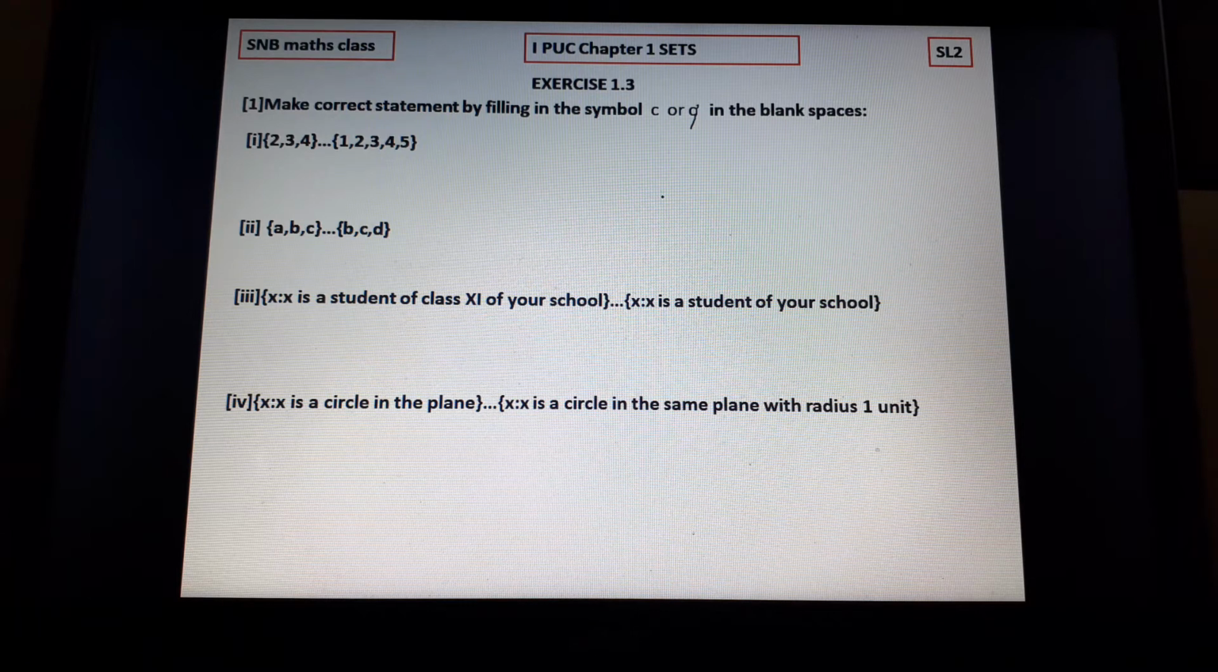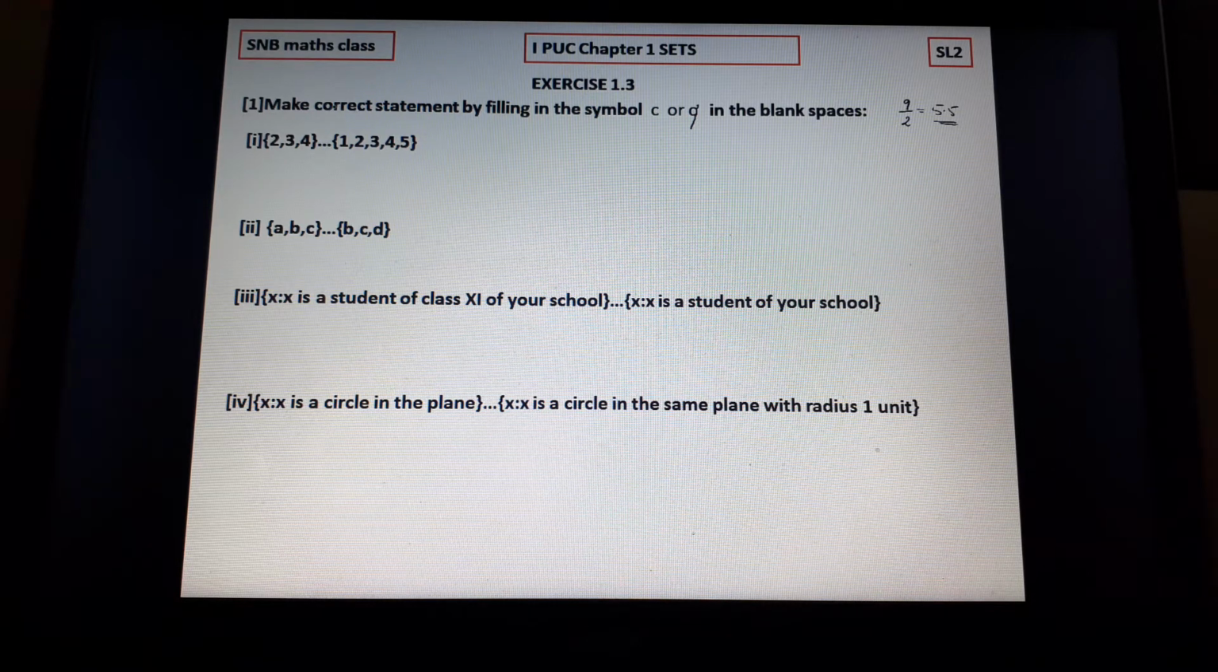In the first lesson, let me make one clarification. While solving one of the questions, I made a mistake. It's a blunder actually. 9 by 2, I wrote 5.5. You know that it is 4.5. So please make the correction. This is one submission. Then let us continue today with this exercise 1.3.